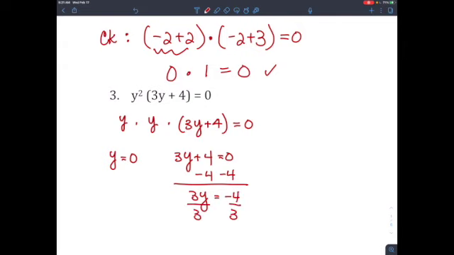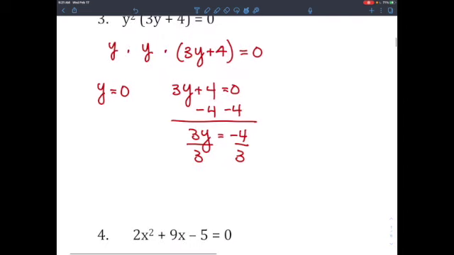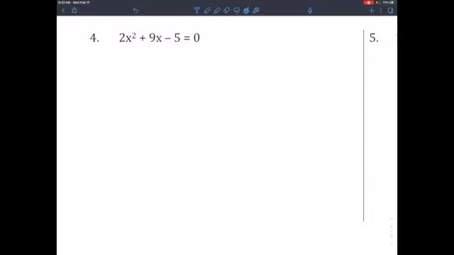Now notice we are having fractions. So the answers for this problem are negative 4 over 3 and the number 0. These two numbers are the solutions for making this equation equal 0. If you look at example number 4, it's a totally different form. It doesn't have parentheses, it's just things multiplied by each other. You actually have something you have to factor.